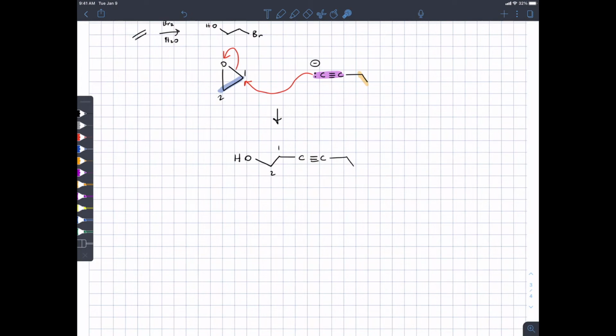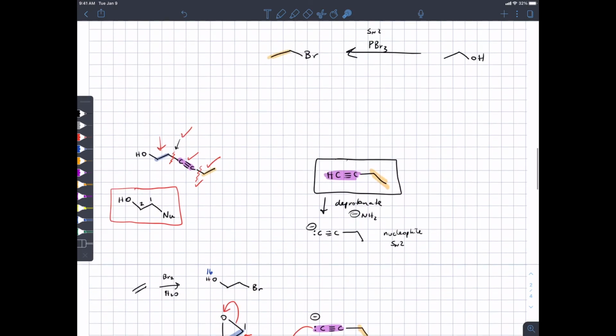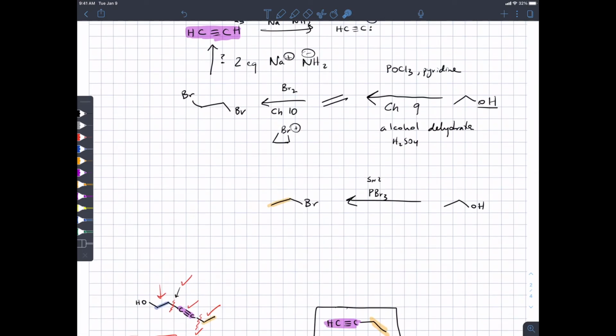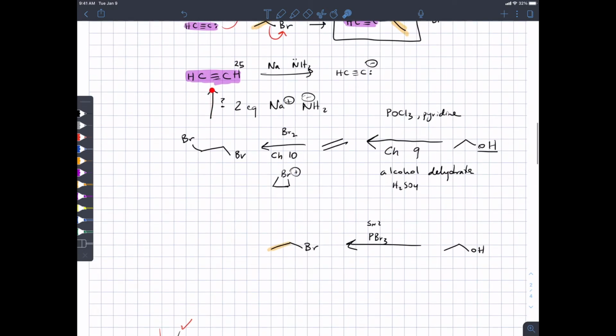Yeah. Could you review super quick each little step that you took to get to this final product? Just kind of what was combined for it to get to where we are right now. Okay. We started with our alcohol. We used PBr3 in an SN2 reaction to convert the alcohol into a good leaving group. We're going to use that later. We took the same alcohol and we dehydrated it to get an alkene. We brominated to get the dibromide. We did the double elimination to get the alkyne, then removed a proton from the alkyne.